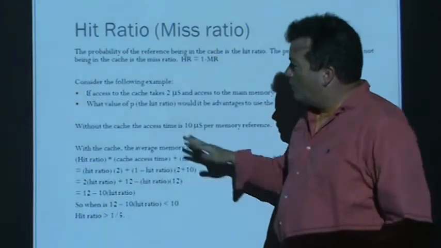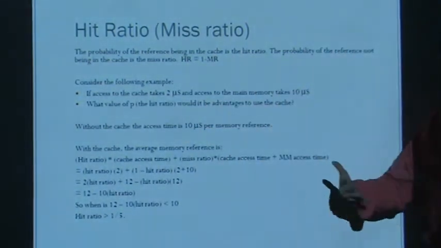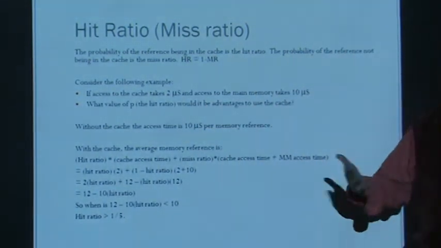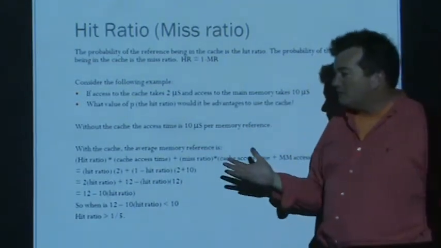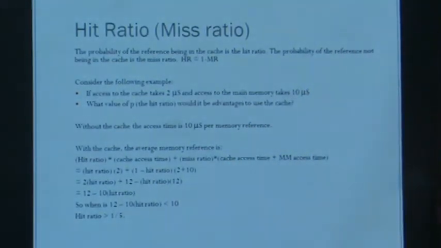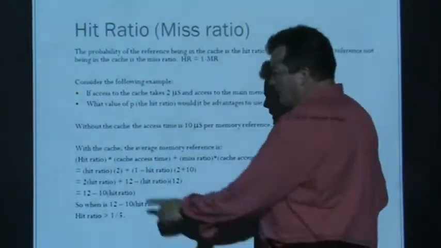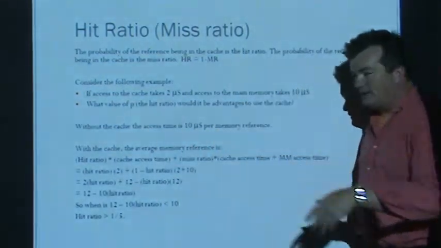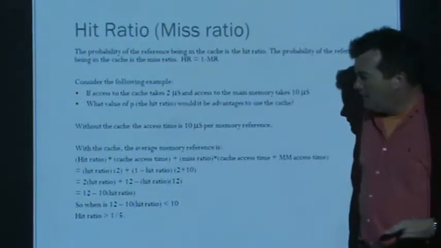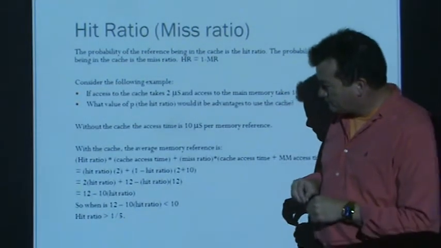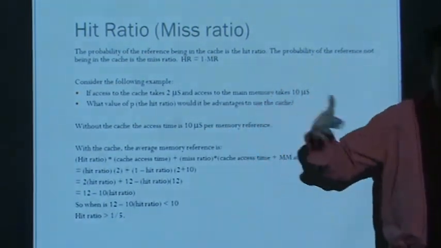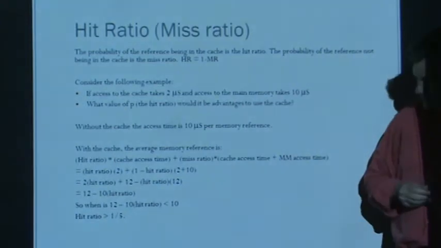So the question is, what hit ratio would the cache have to have before using the cache would be considered helpful? Well, without the cache, if we took away the cache, or never added the cache, then each memory reference, read or write, would take 10 nanoseconds.